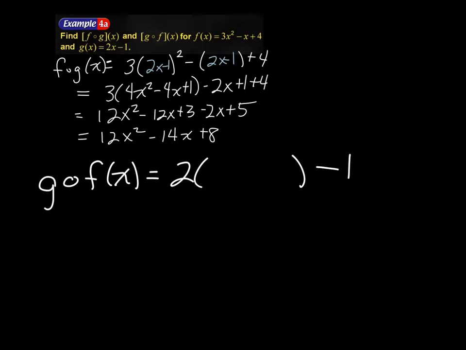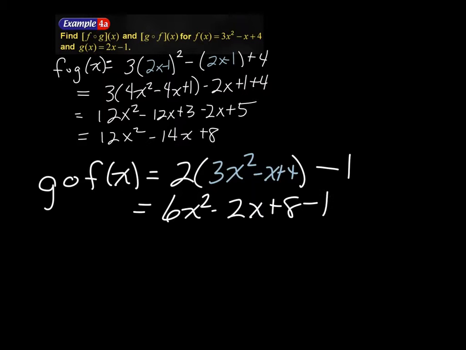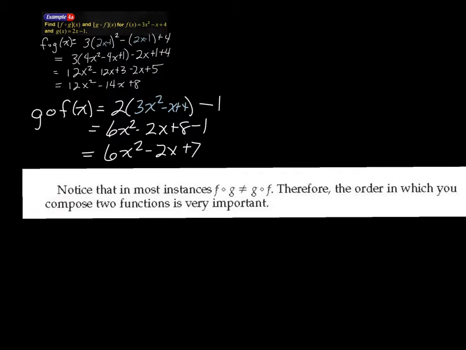Good to know that the g function is simpler, so that's our structure now. So we just need to substitute in the f of x in place of x and distribute. Combine our like terms, and we have 2x squared minus 2x plus 7. Seemed like a good time to point out that in most instances, f of g does not equal g of f of x. Therefore, the order in which you compose two functions is very important.